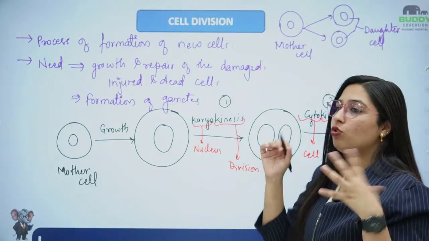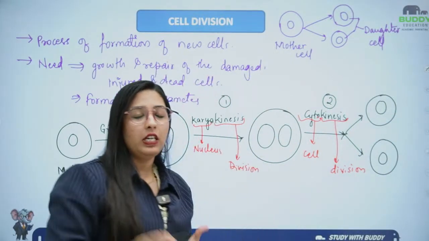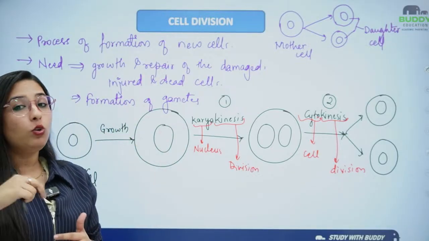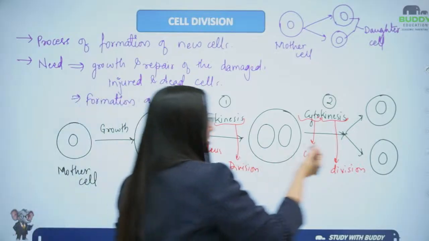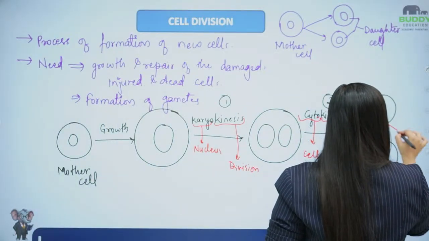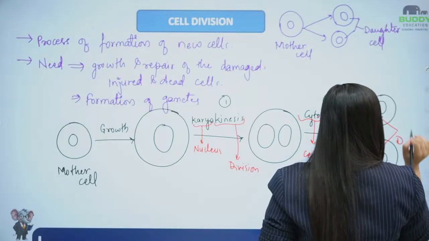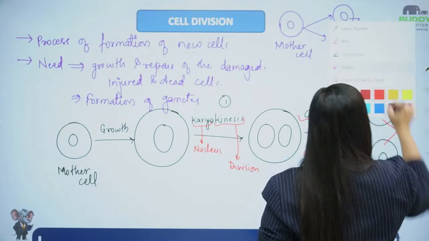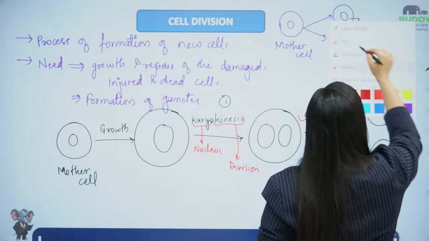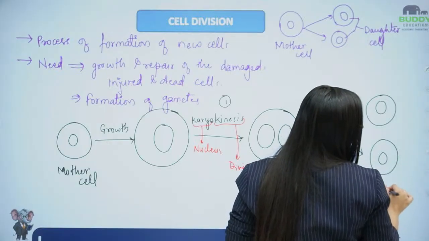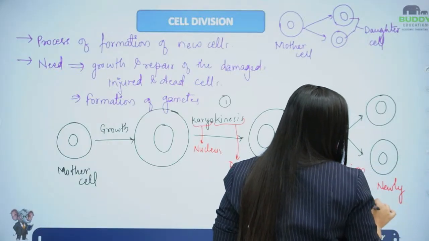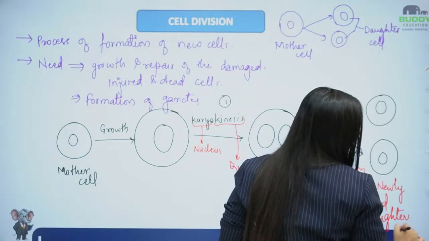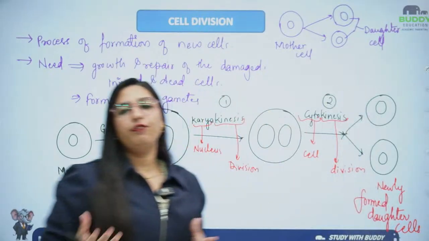So when I want cell division to happen, this single cell won't simply come to this phase. It has to go through multiple phases in between. The first phase will be growth, because I want to multiply the cell into two daughter cells. These two are the newly formed daughter cells.